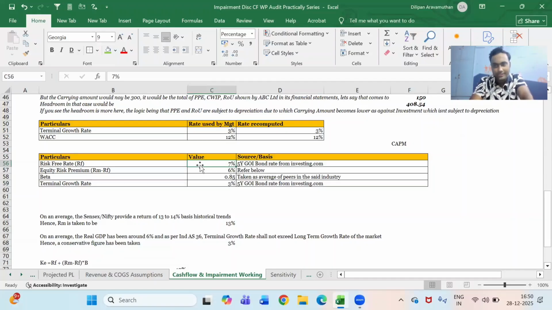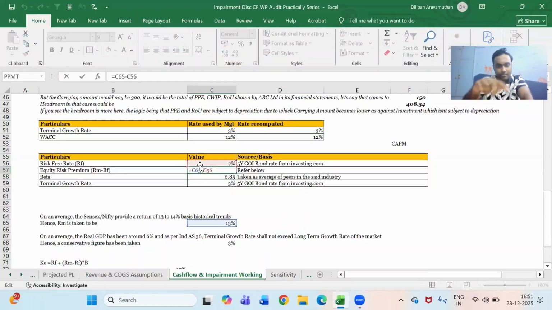But if you want, you can reach out to me personally, and I'll tell you how to check it practically. The risk-free rate is 7%, and let's say the Sensex or the Nifty on an average provides a return of 13%, which we can again go up and look at the historical data and get this number. So the market return is 13%. The risk premium would be 13% minus 7%, 6%, and beta would be 0.85.